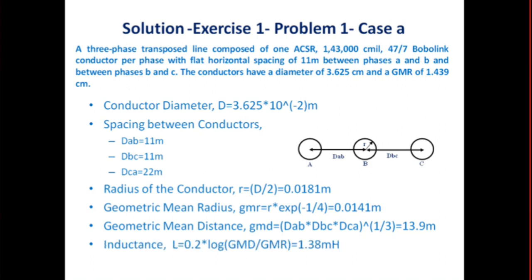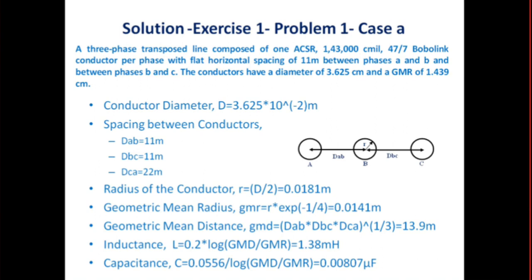So you can substitute into the general expression of inductance. L is equal to 0.2 into log of GMD divided by GMR. While using a calculator, instead of log you have to use ln, that is natural log. 0.2 into ln of GMD divided by GMR, you will get 1.38 millihenry. Next is capacitance: 0.0556 divided by, again using ln, natural log, of GMD divided by GMR. So 0.00807, and here the standard unit is microfarad. So here we have determined the inductance and capacitance for case A, the first case of problem number 1.